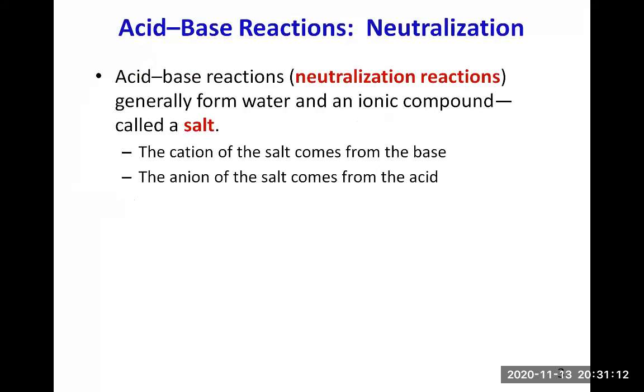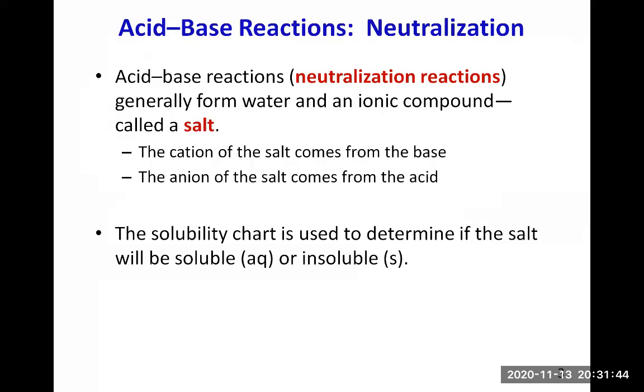So acid-base reactions are also called neutralization reactions because they generally form water and an ionic compound. The ionic compound is called a salt because ionic compounds are typically solid crystallines, and so we call them salts. The salt will be made from the cation of the base. The base will provide the cation of the salt, and the acid provides the anion of the salt. And so you need to look at the solubility rules to determine if the salt will be soluble or not, because it can be insoluble sometimes. So you have to use the solubility rules just like you used them for the precipitation reactions.